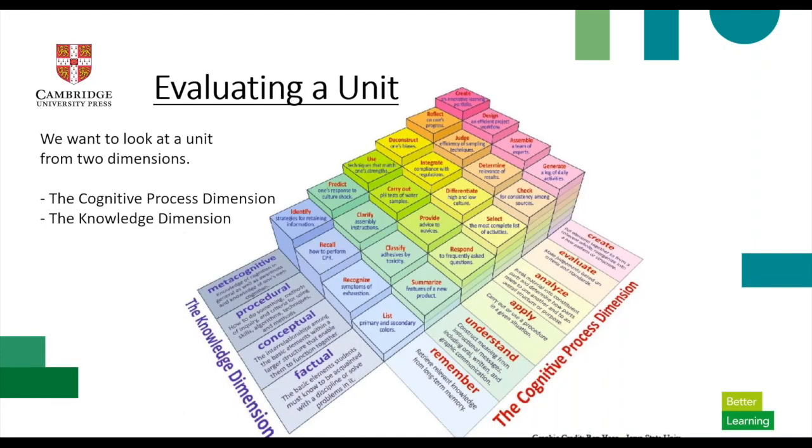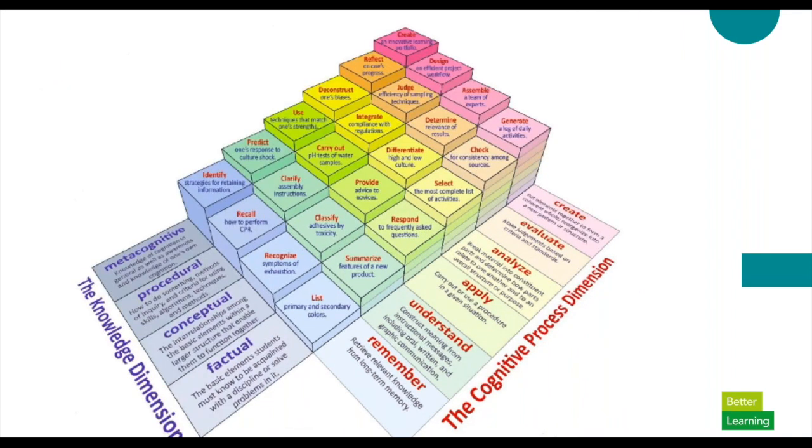Rex here of Iowa State University made this fantastic figure. It's a guide, basically, along two dimensions. He has the knowledge dimension and the cognitive processes dimension. And I'll blow this up here for you a little bit, but this is how we evaluate a unit. So along the knowledge dimension, what kind of information is the book asking the student to know and to use? Is it factual information, conceptual information, procedural information, or metacognitive information?